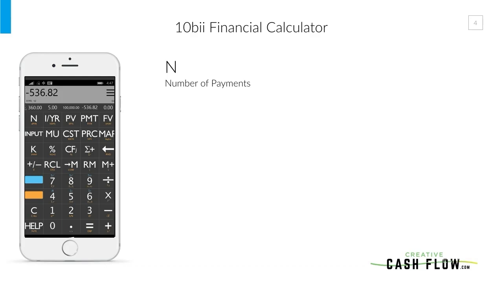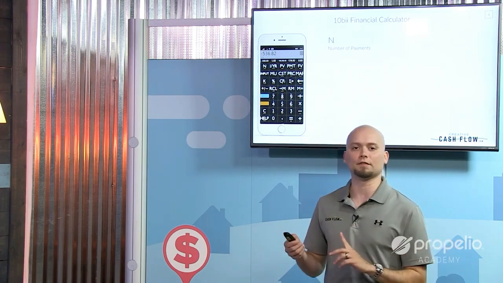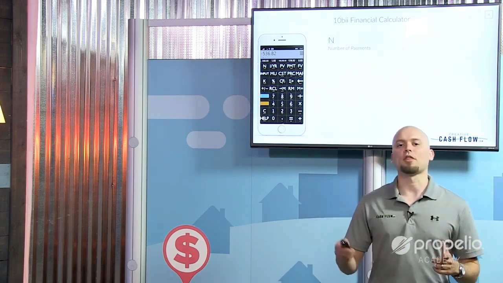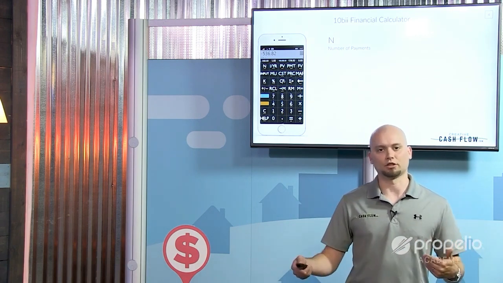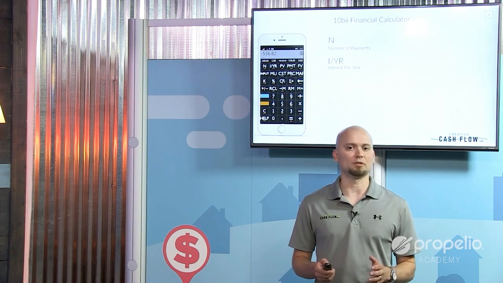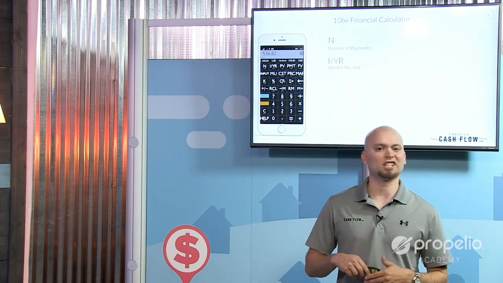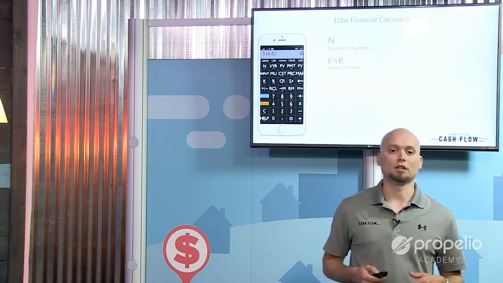N stands for number of payments. It does not mean that you're going to put 30 in there if it's a 30-year note. It means you're going to put 360 in there because there are 360 months in 30 years. The next one is I/YR, that is interest per year. One of the reasons I like the 10bII is that you can just type in whatever the actual interest rate is. If you're charging 6.5, 6.5 goes in there.